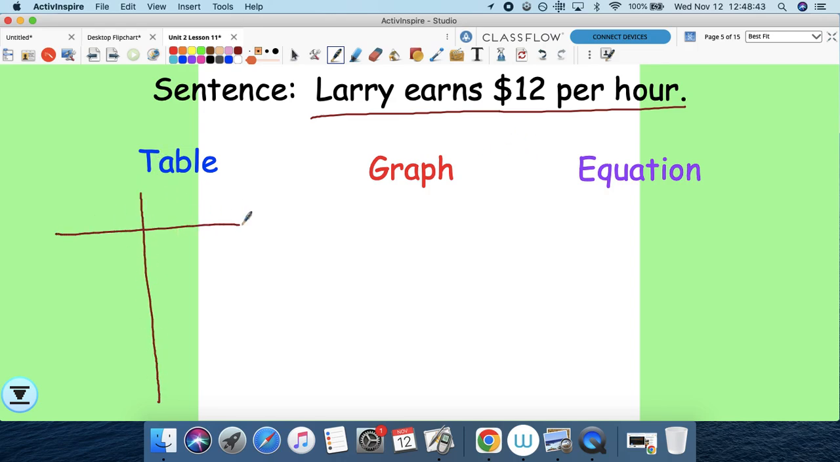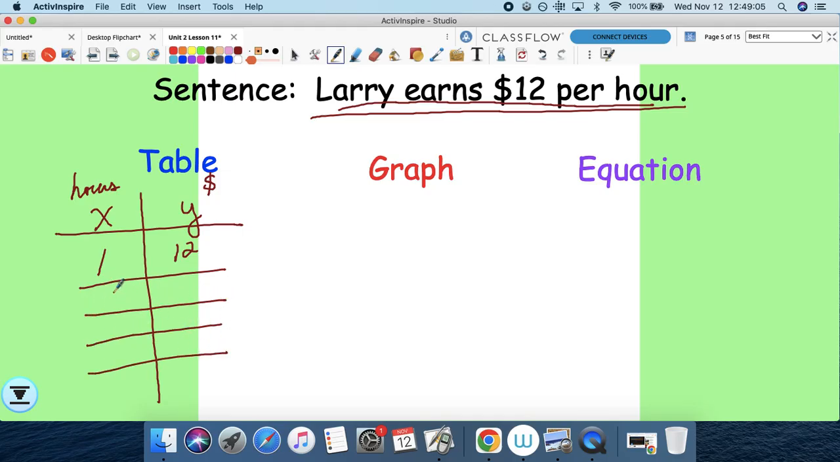Now on the table, you have your x and y coordinates, your ordered pair. And here, we're going to write hours. And here's the amount of money you take home, right? The only thing that I have now is that if you work 1 hour, you make 12 bucks. And we can fill in the table with other values. Pick some random ones: 0, 0; 2, 24; 3, 36.